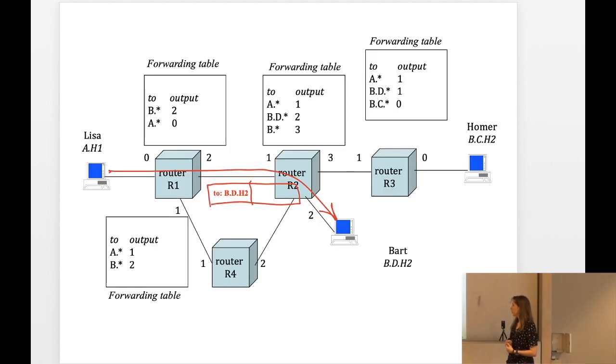So here is an example. We have 3 devices communicating through 4 routers, which each have their own forwarding table. For instance, if Alice wants to send a message to Bart, when the message arrives at router 2, it will look at the destination address, which is b.d.h2. In the forwarding table, it uses the longest prefix match. So it has b or b.d, and the longest prefix is b.d, so it should send to interface number 2.